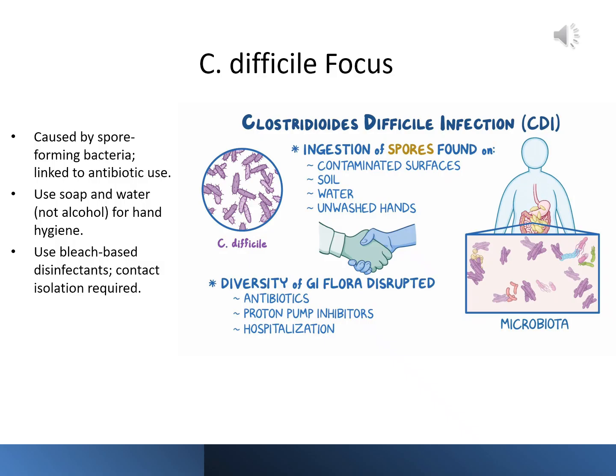So for C. diff, again, it's caused by a spore forming bacteria. And those spores are pretty tough. They stay on the skin and they stay on surfaces for long periods of time. So we really want to use soap and water, not alcohol scrub for the hand hygiene. So soap and water every single time. And then using bleach-based disinfectants. We want to do contact isolation when we go into the room, don before we go in the room, doff the PPE before we leave the room, and then just making sure that we do good focus on infection prevention for C. diff. It's easily transmitted, so that's why that's one of the big ones in healthcare that we focus on.